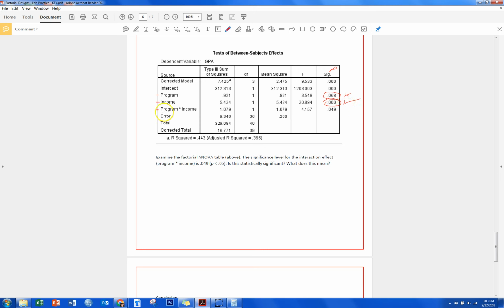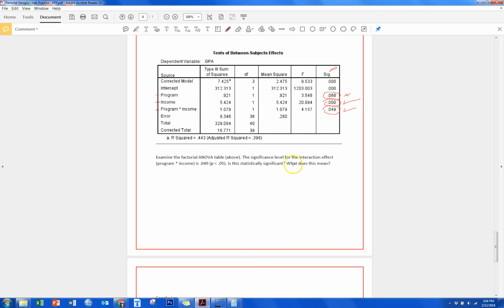What about the interaction effect? Program times income, 0.049. Well, 0.049 is less than 0.05, just barely. So we do have a statistically significant interaction effect. So although overall there was not an effect for the program, we can see that there was an effect when you take into consideration the income level of the child.